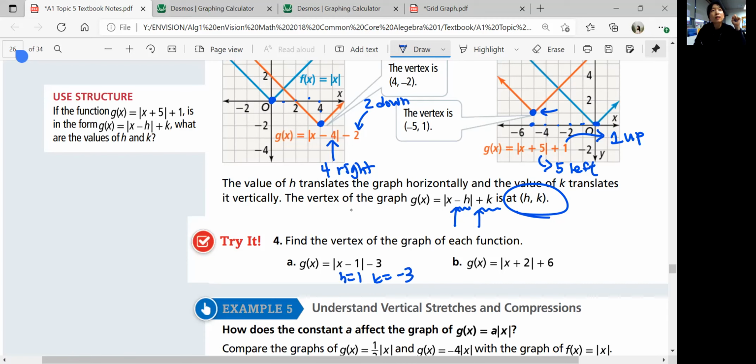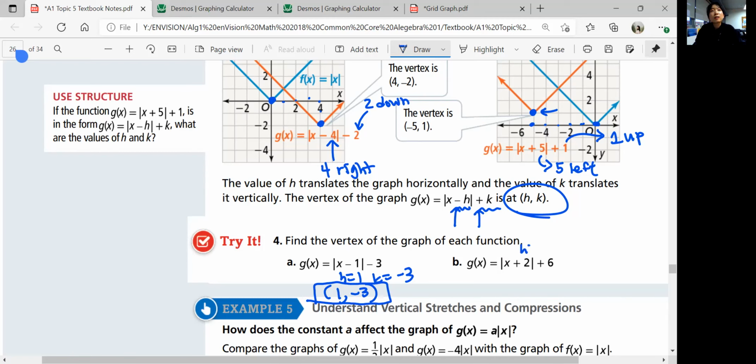Okay, so your vertex is (h, k) = (1, -3). Okay, that is your answer. You don't have to figure out the axis of symmetry, not yet. But it's going to be x equals 1, because your axis of symmetry is always going to be vertical.